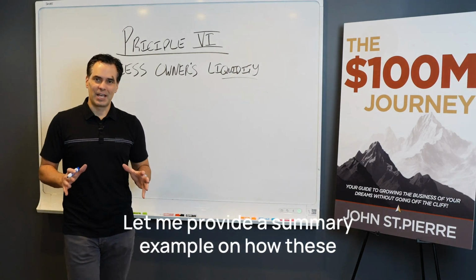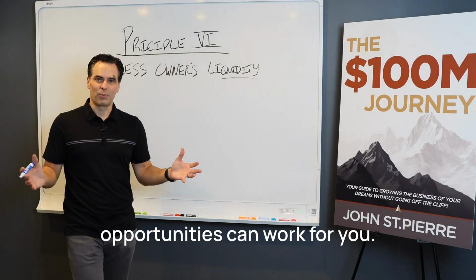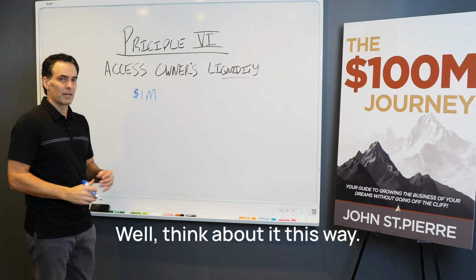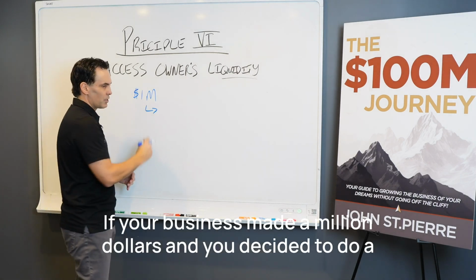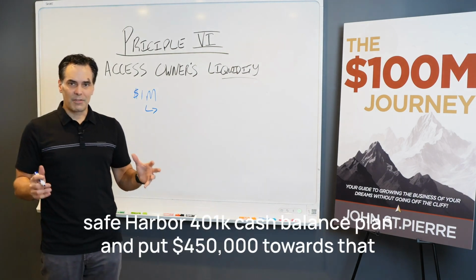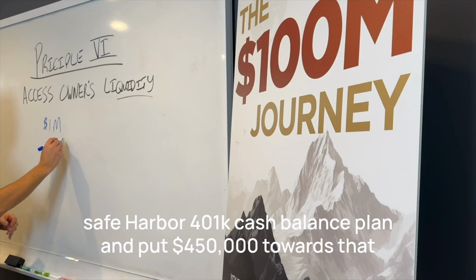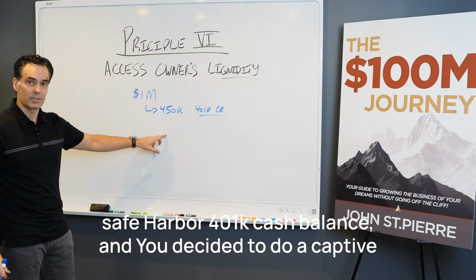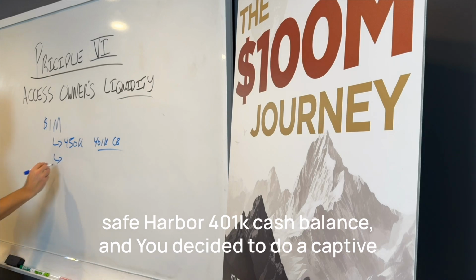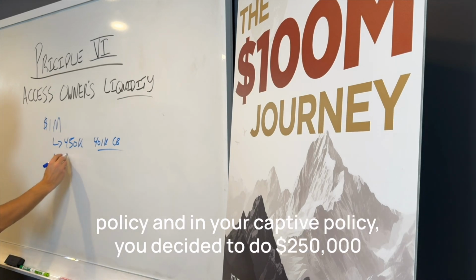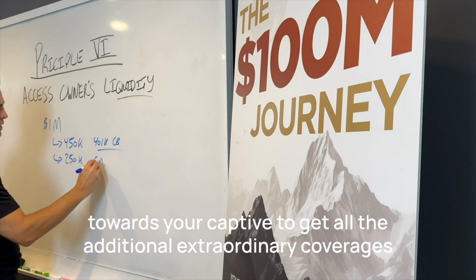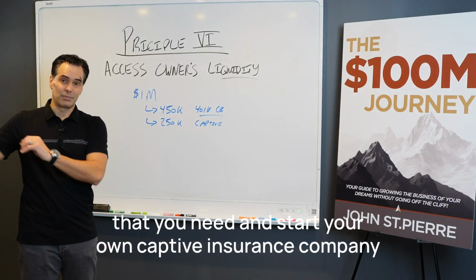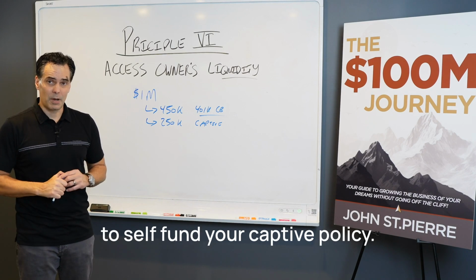Let me provide a summary example on how these opportunities can work for you. I gave you the example this whole time about a business making $1 million. Well, think about it this way. If your business made $1 million and you decided to do a safe harbor 401k cash balance plan and put $450,000 towards that, and you decided to do a captive policy, and in your captive policy you decided to put $250,000 towards your captive to get all the additional extraordinary coverages that you need and start your own captive insurance company to self-fund your captive policy.